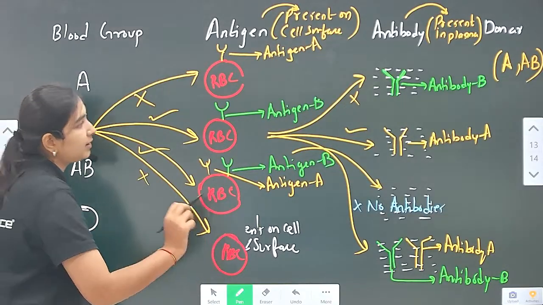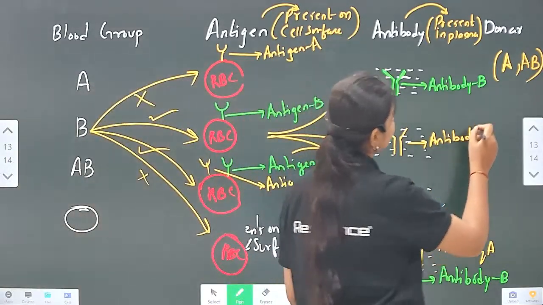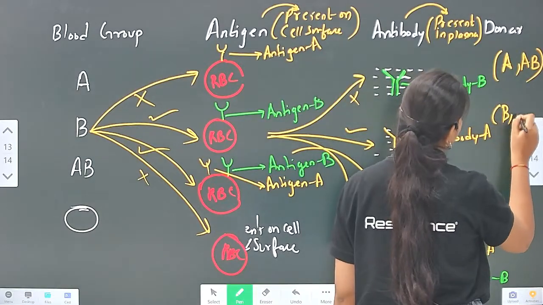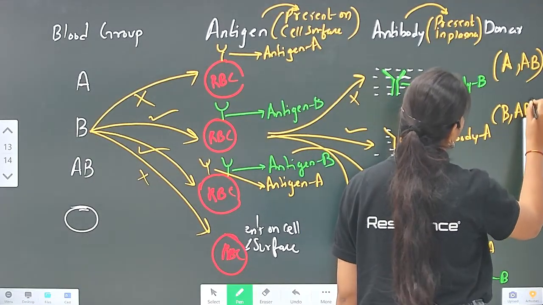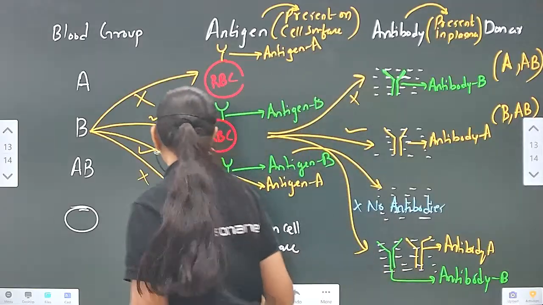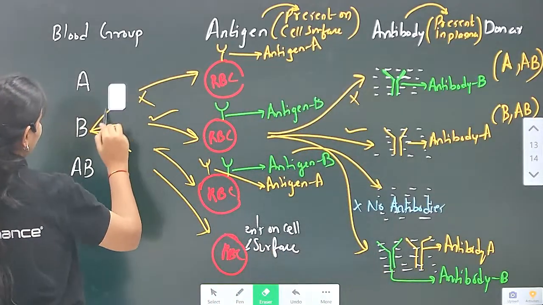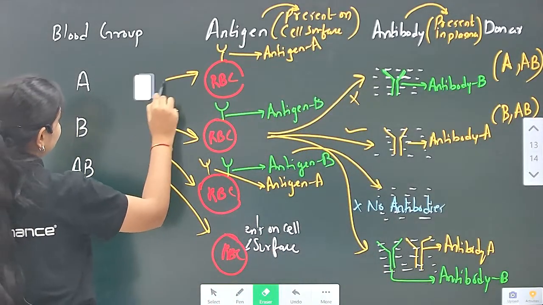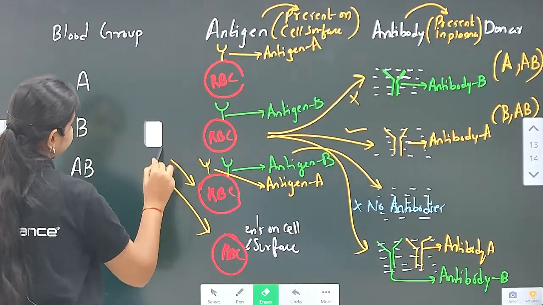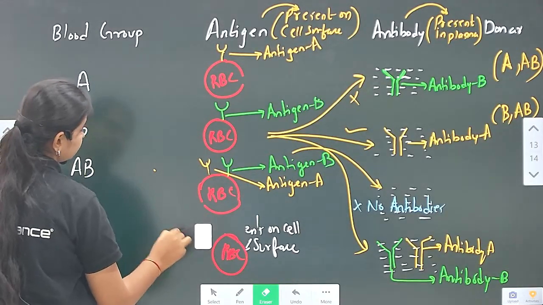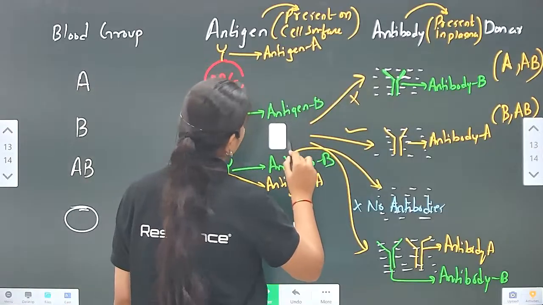So what are the blood groups at the last? The blood groups at the last are B and AB. Okay, this is clear. I hope you have understood how exactly we can check the compatibility, right?